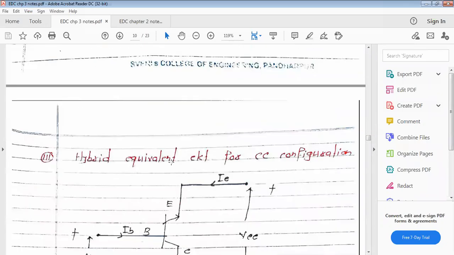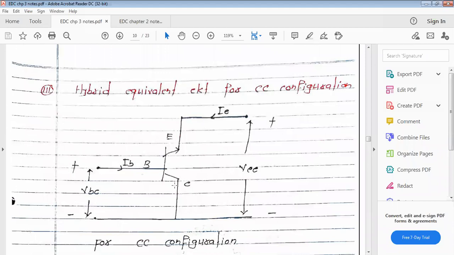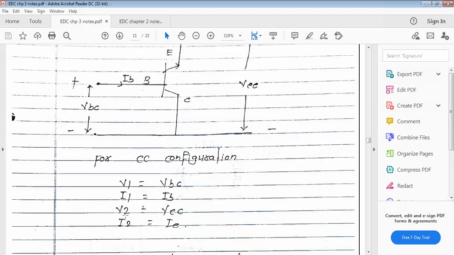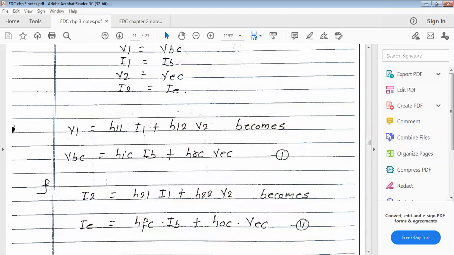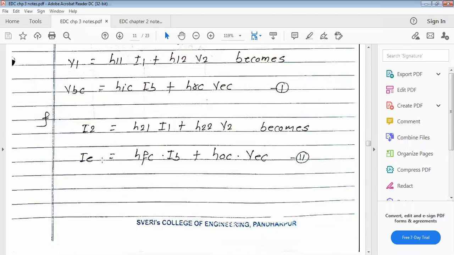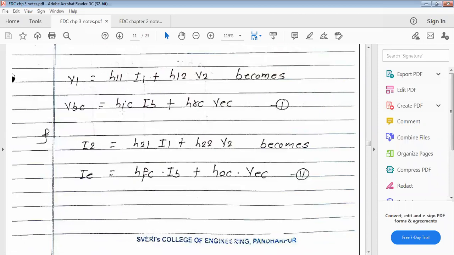Same case for the common collector. See, we have to make the collector common over here. Same diagram as common emitter, but only we have to put the emitter on the upper side and the collector on the lower side. So it is a common collector. So we have to define what is V1, I1, V2, I2. Then we have to put those values into the hybrid equations for V1 and I2. Once we get that equation, what is H11 or HIC? It is VBC upon IB.